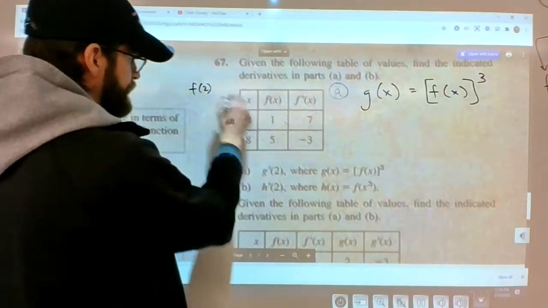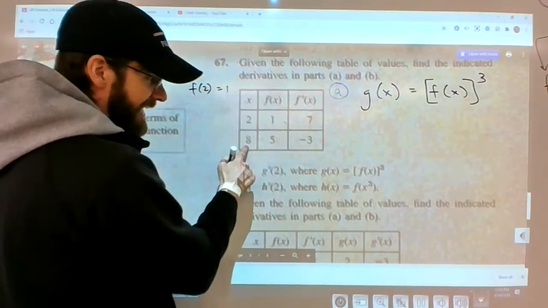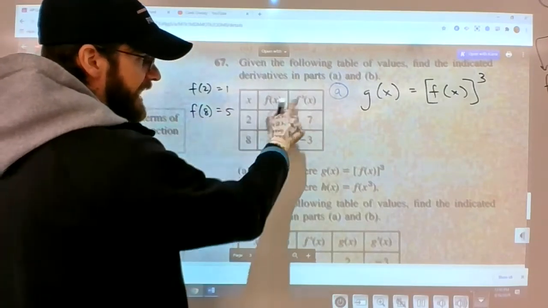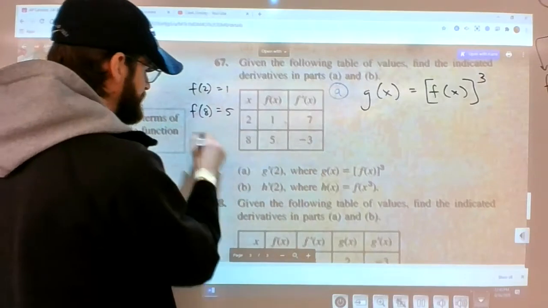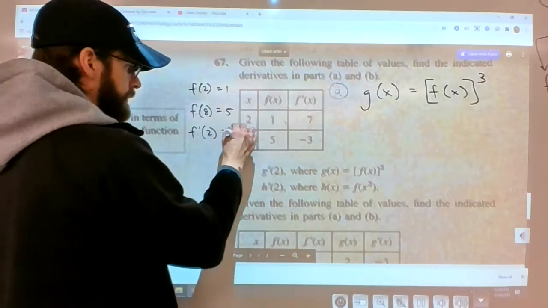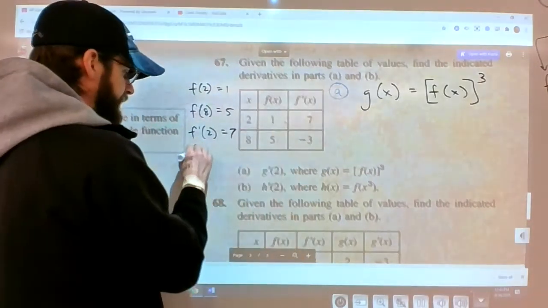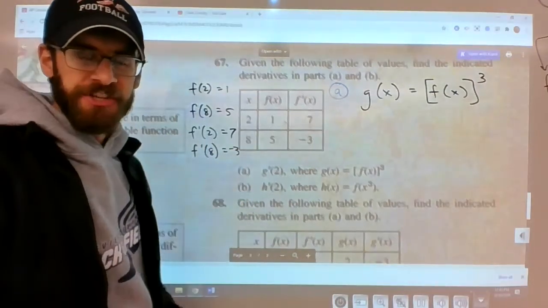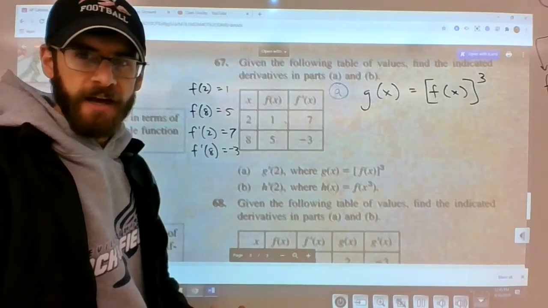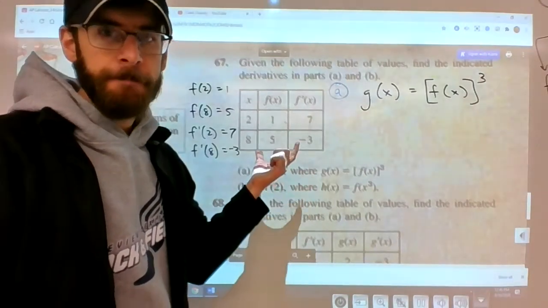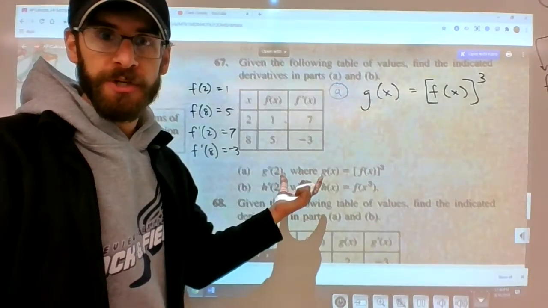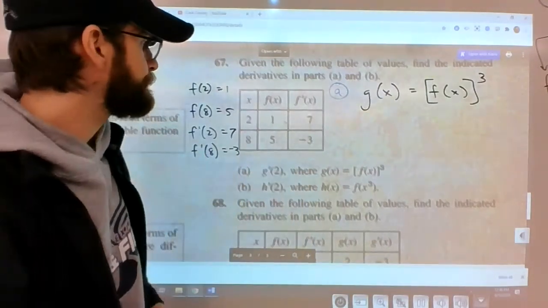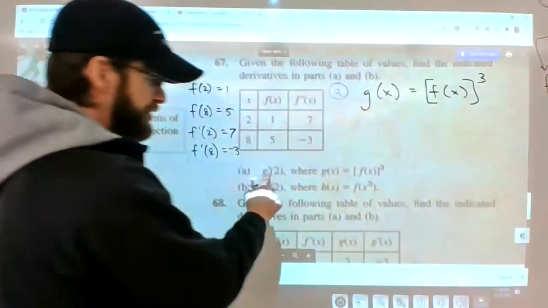F of 2 equals 1. F of 8 equals 5. F prime of 2 equals 7. F prime of 8 equals negative 3. I'm not saying you have to do this. I'm just saying make sure you recognize this is just a different vehicle in which to deliver information. A table is different than these equations. Same info. So they want g prime of 2.